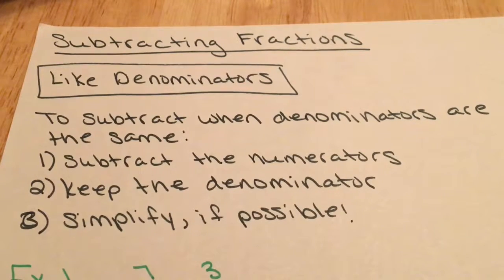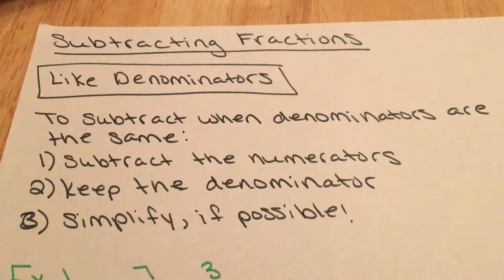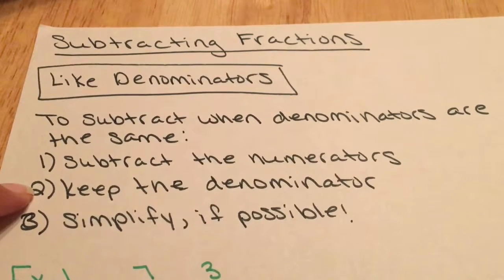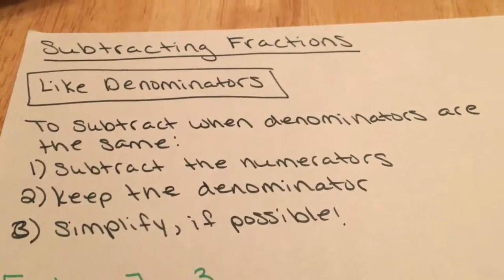So now we're going to move on to subtracting fractions. We're going to begin with subtracting fractions with like denominators. And there's 3 steps that we're going to take here. The first one is to subtract the numerators, keep the denominator, and simplify if possible. So let's go ahead and look at our first example.